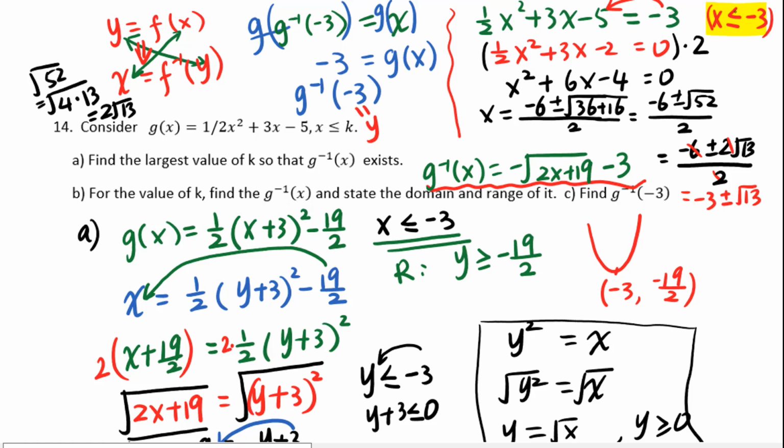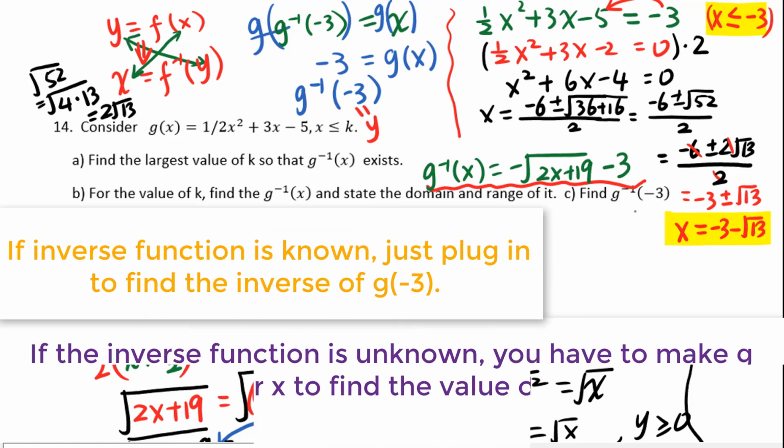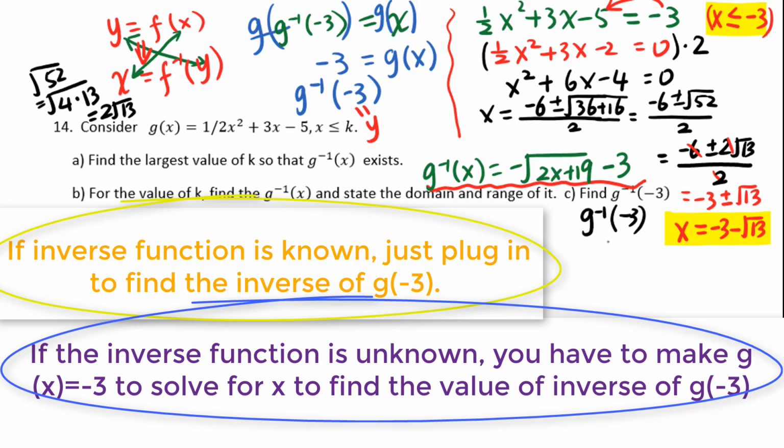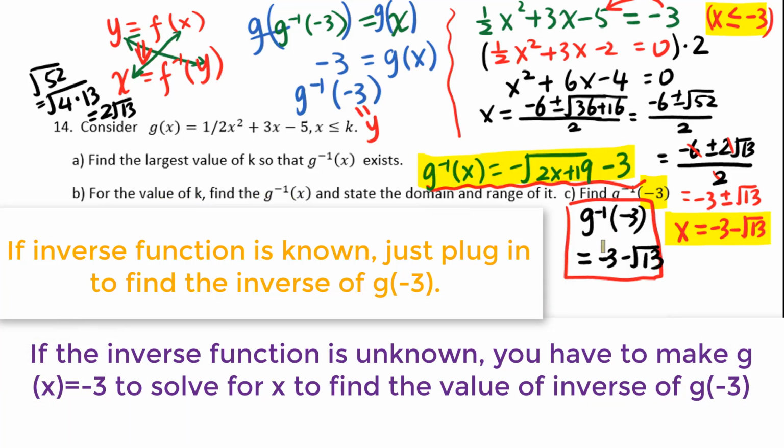Since x is less than or equal to negative 3, the x will be negative 3 minus the square root of 13. This will be the solution for x. In other words, the inverse of g of negative 3 will be negative 3 minus the square root of 13. If you plug negative 3 into inverse g of x, you will get the same answer.